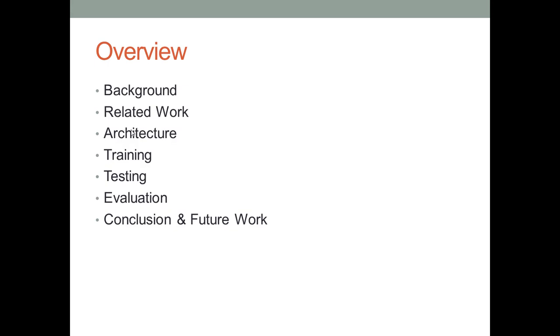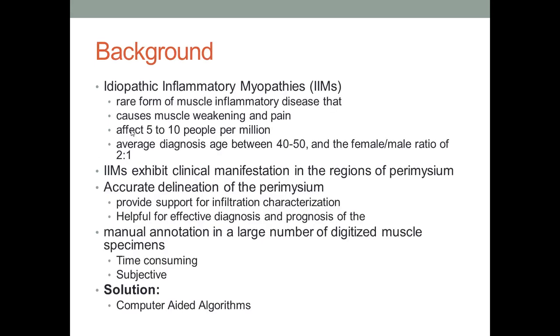So yeah, for the background, idiopathic inflammatory myopathy is a rare form of muscle inflammatory disease, and it basically causes muscle weakening and pain, and it affects around 5 to 10 people per million. I'm sorry. The average age of diagnosis has so far been found to be between 40 to 50, and a male to female ratio of 2.1.